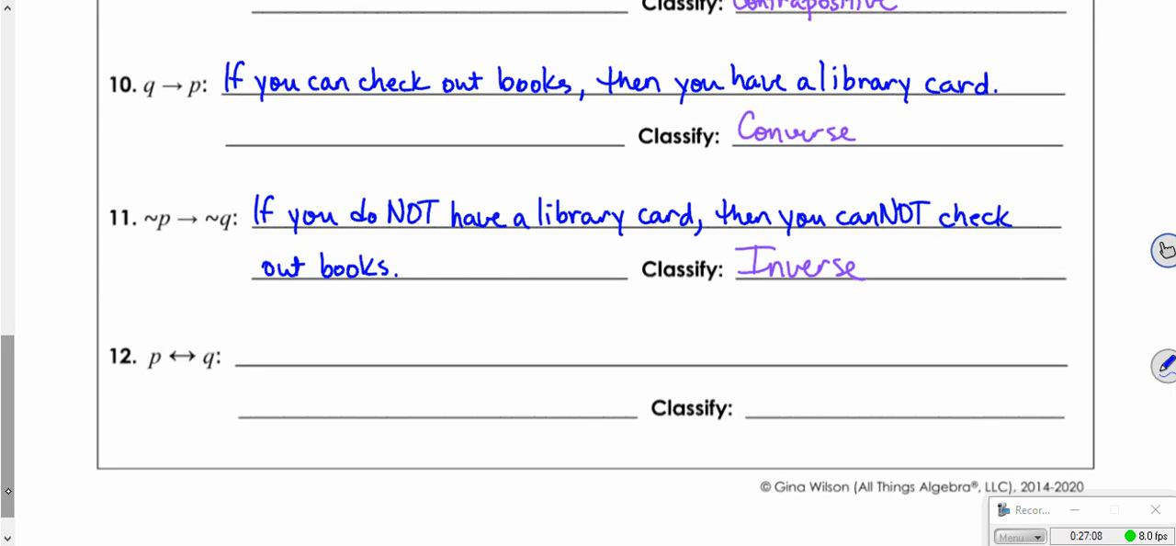Okay, and the last one, again, double arrow. That has to be the biconditional. Okay, double arrow. That's the weird one that we don't put if then at the front and the middle. We put if and only if in the middle. So we say the first part as a statement. You have a library card if and only if you can check out books.